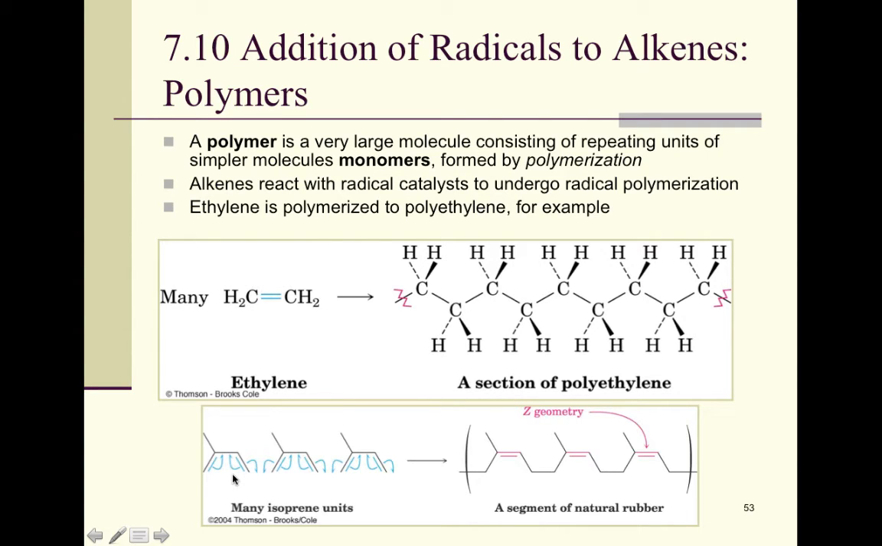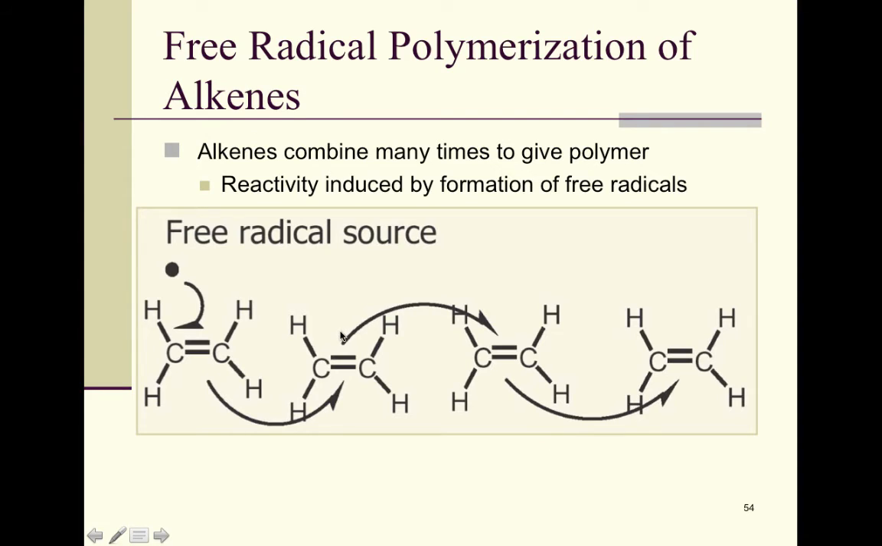Here's another alkene reaction here. In this case, these are isoprene units, and what this makes is a polymer of natural rubber. Another interesting piece in here is they show that this is Z geometry. The free radical polymerization, the free radical comes in, it causes the double bond on this one to grab the carbon of this. That double bond's pi electrons grab the next one, and so on. The reactivity is induced by the formation of free radicals. So this is free radical polymerization of alkenes.